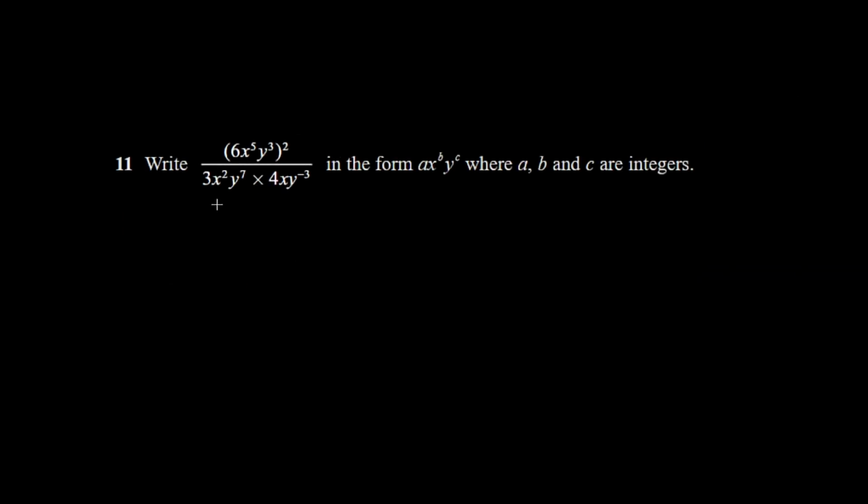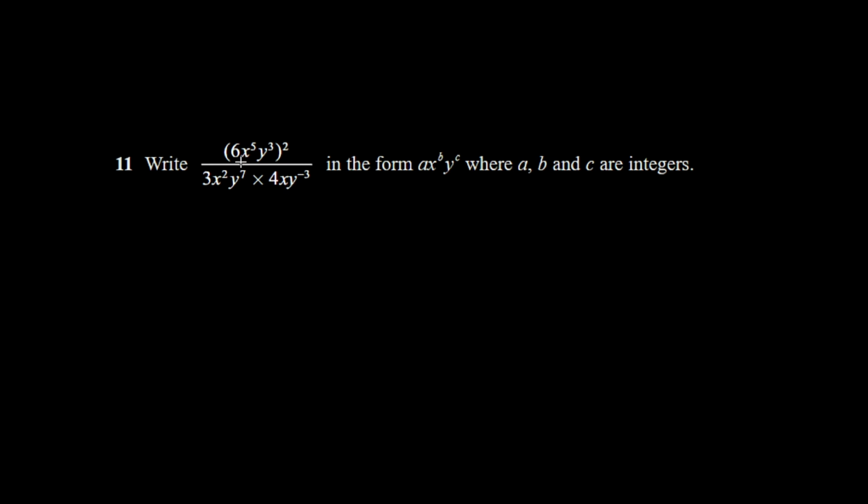Question 11, full of numbers, x's and y's, all raised to different powers, and we're asked to simplify it down to this form. Notice that all the terms are either multiplied together or divided. So let's just set up an equation, work out what the top is, work out what the bottom is, and cancel away.